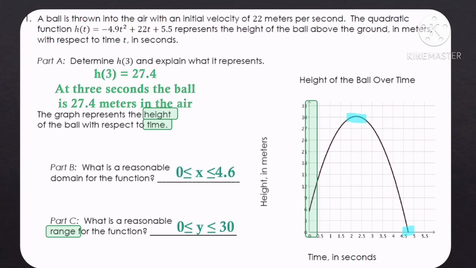Because at one point the ball was on the ground. And at one point it hit 30 and it was equal to 30. So that's why we have to say equal to. Are we kind of seeing how these functions come into the real world?